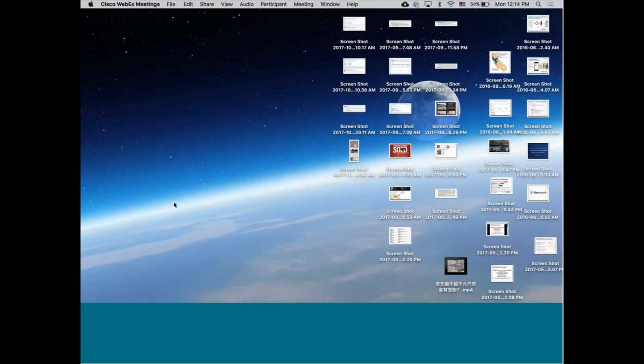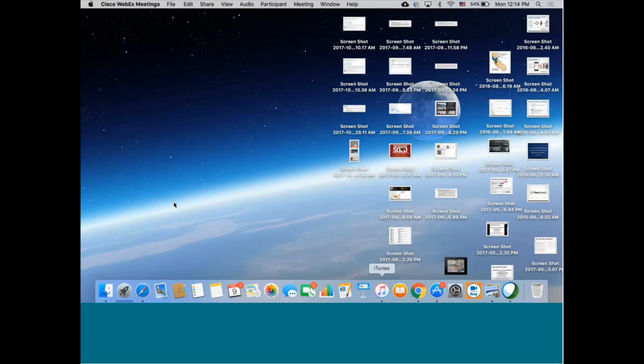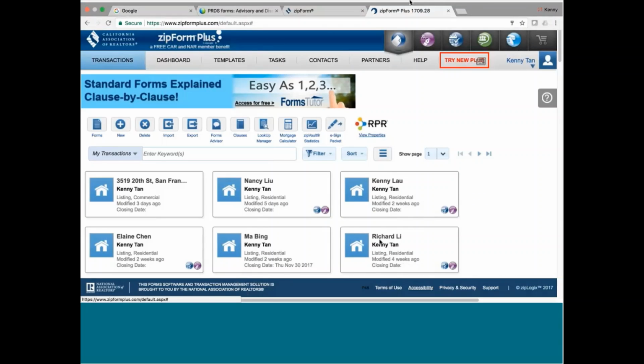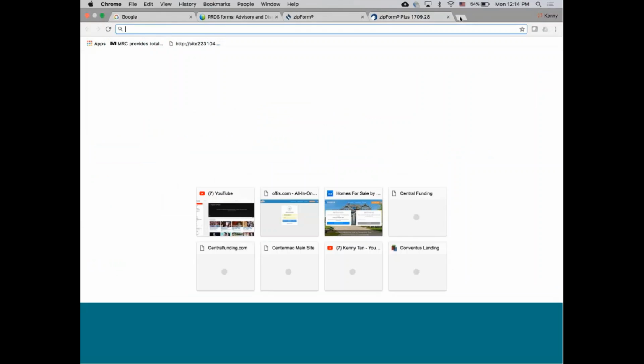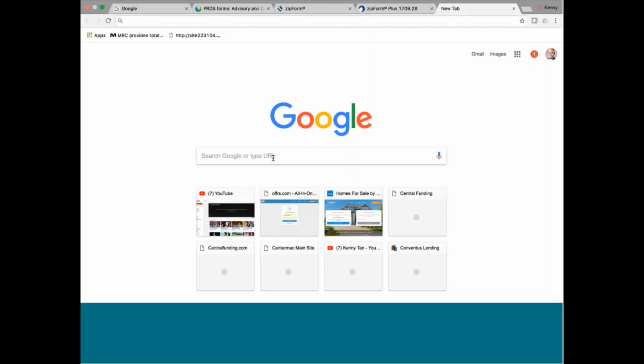Forms and disclosure forms in PRDS. So let's go to the PRDS form. To access PRDS forms, you can either go to Silva or simply type in PRDS.